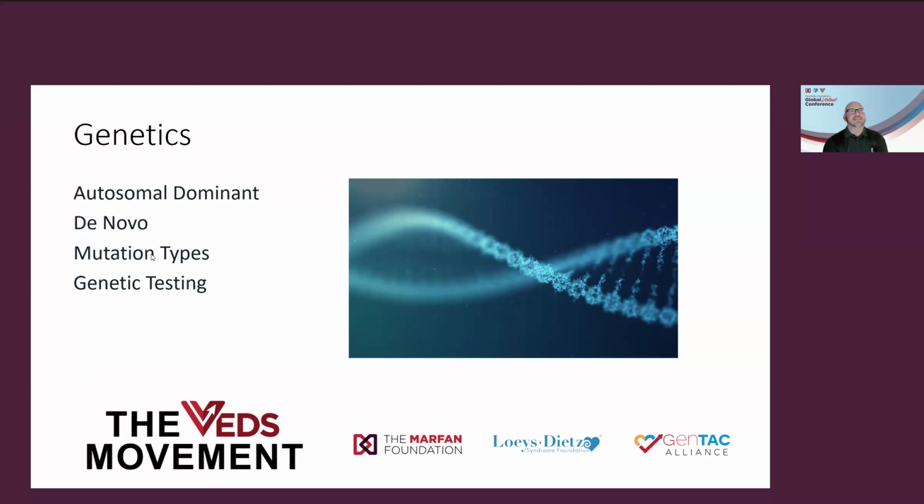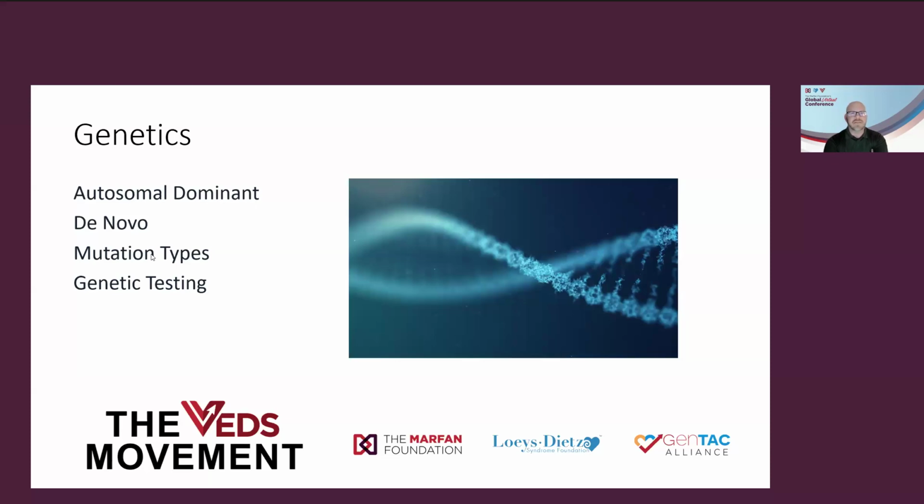This condition is called an autosomal dominant condition. What that means is if a parent has VEDS, each child has a 50-50 chance of inheriting that condition from either mom or dad. And so that is the autosomal piece. It means that this condition doesn't care if it's being inherited from mom or from dad. It doesn't matter if it's son or daughter.